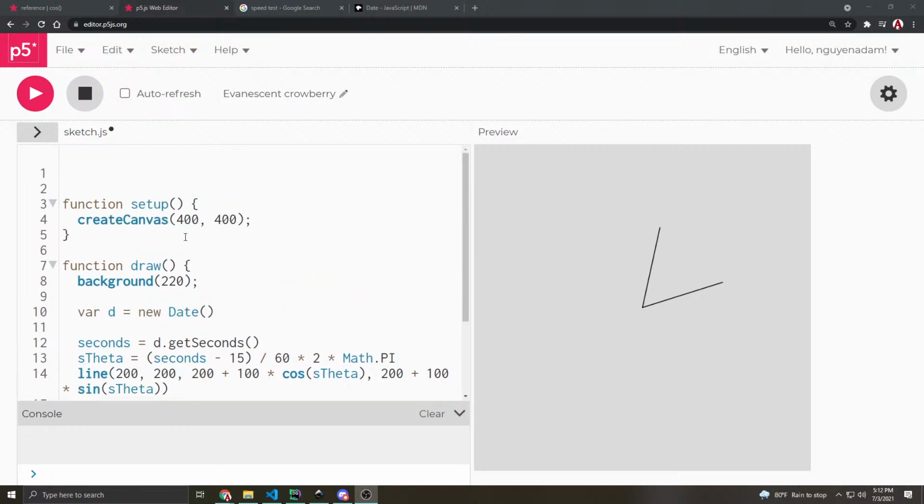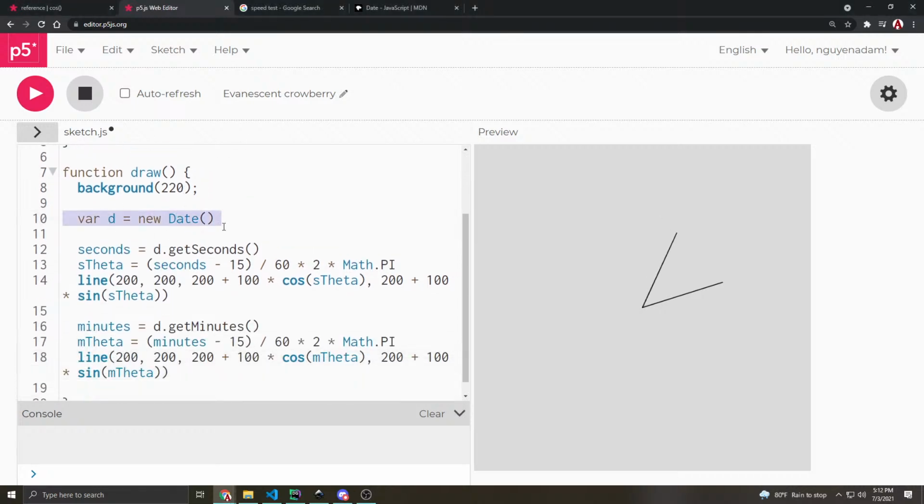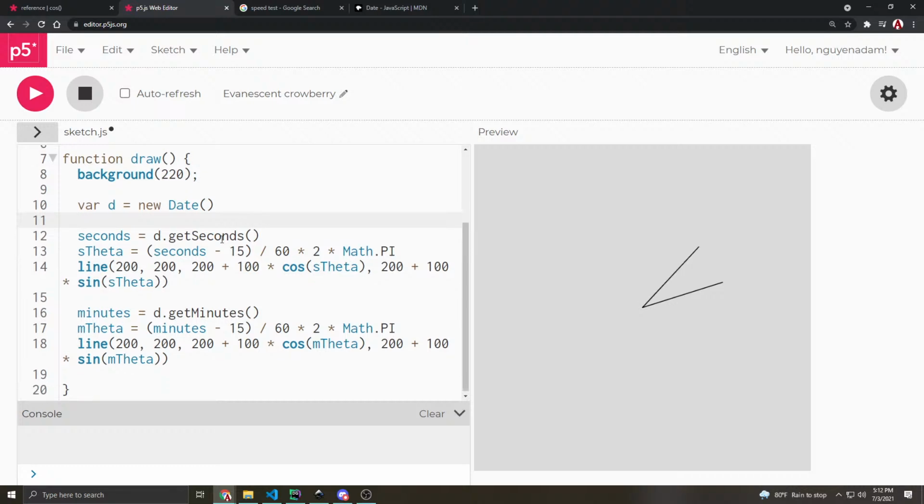But anyways, what we have here is we're grabbing the date using the built-in JavaScript date object, right? Okay. And then for the hands, we're drawing lines from the center. So the line function takes in 4 parameters. The first 2 are the beginning point, and the next 2 parameters are the end point, right? So it's like, draw from 200, which is the center of the 400 by 400 canvas. And then to figure out where we want to go to, we're drawing a line of length 100, and we're using the cosine and sine things.